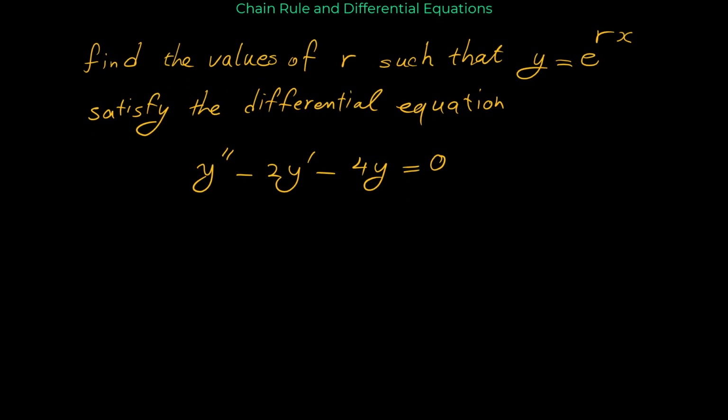Now look at this question. Find the values of r such that the function y equals e to the rx satisfies the differential equation y double prime minus 2y prime minus 4y equals 0. First, we have to find y prime and y double prime. The y is given, e to the rx. For finding y prime, we use the chain rule.